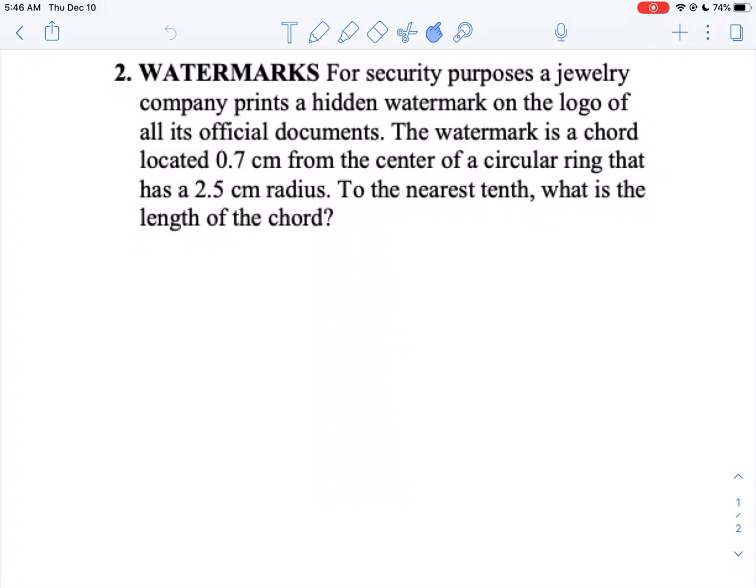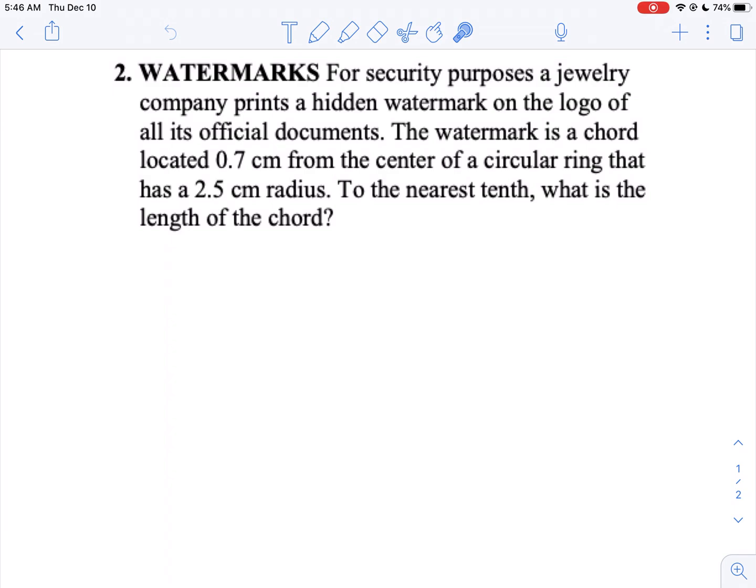So let's take a look at your MT9 LT3 assignment problem number 2. It says, for security purposes, a jewelry company prints a hidden watermark on the logo of all its official documents. The watermark is a chord located 0.7 centimeters from the center of the circular ring that has a radius of 2.5 centimeters. To the nearest tenth, what's the length of the chord?